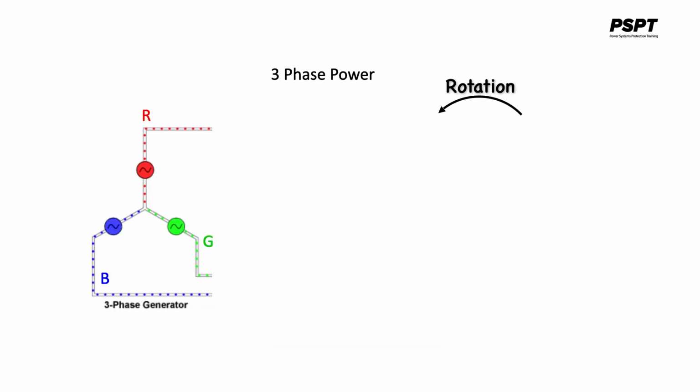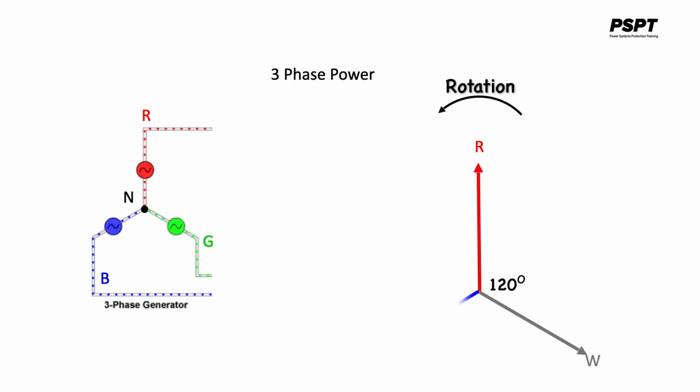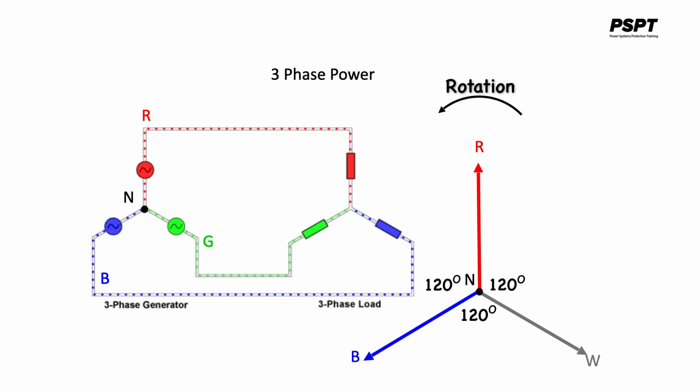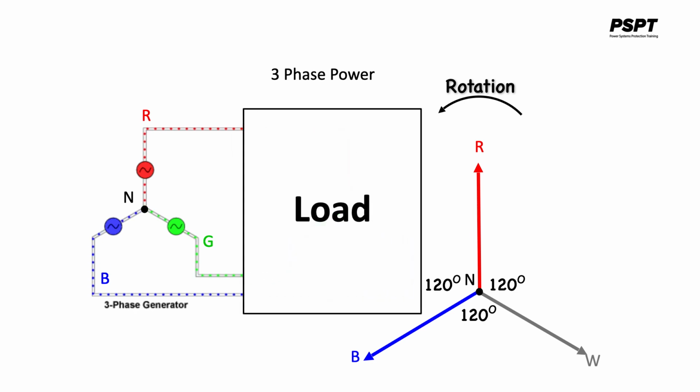When considering three-phase power generation, you can assume that it's made up of three single-phase generators connected together on one terminal. The generated voltage vectors or phasors are 120 degrees apart and rotating counterclockwise at 60 cycles a second. The loads can be connected in various configurations. Shown here is a Y-connected configured load. However, the load can be any configuration.